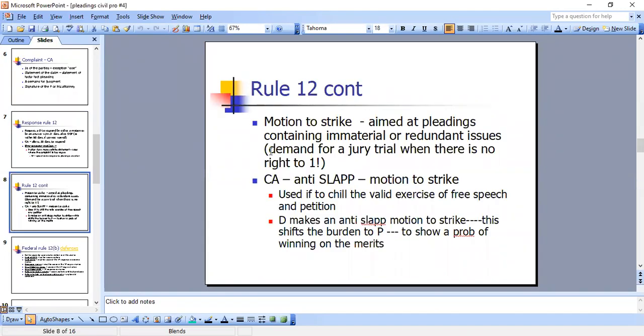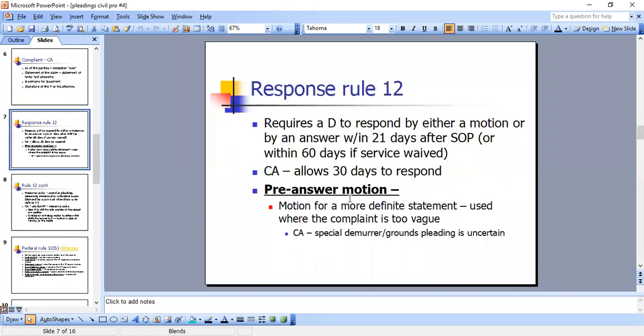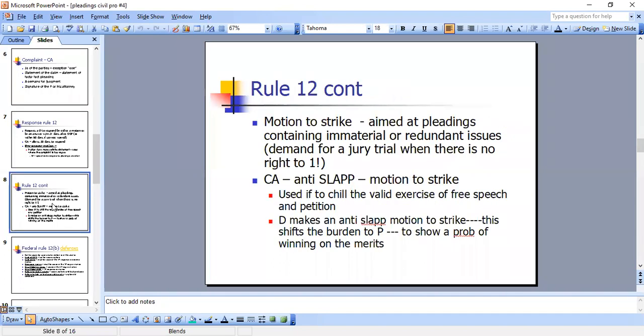Rule 12, motion continued, motion to strike. So that was the first one here: the motion for a more definite statement, saying that the complaint is too vague. And now there's a motion to strike. We're going to use Rule 12 motion to strike, aimed at pleadings containing immaterial or redundant issues. For example, a demand for a jury trial when there is no right to one. Remember, the right to a jury trial is the 7th Amendment. You have to read about that. If there's no right to one and that's in the pleading, the opposing attorney can do a motion to strike, okay?